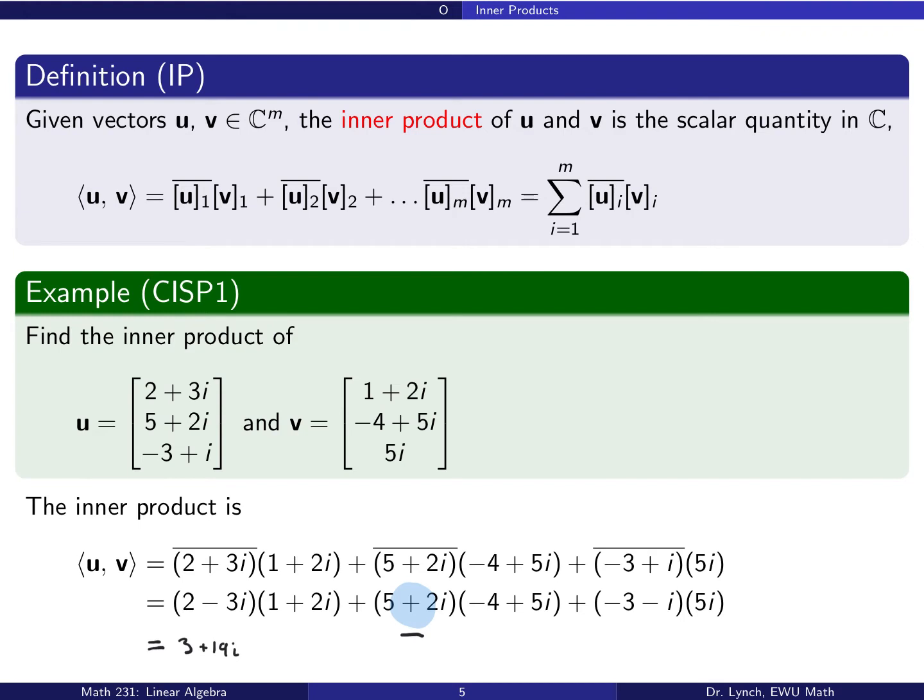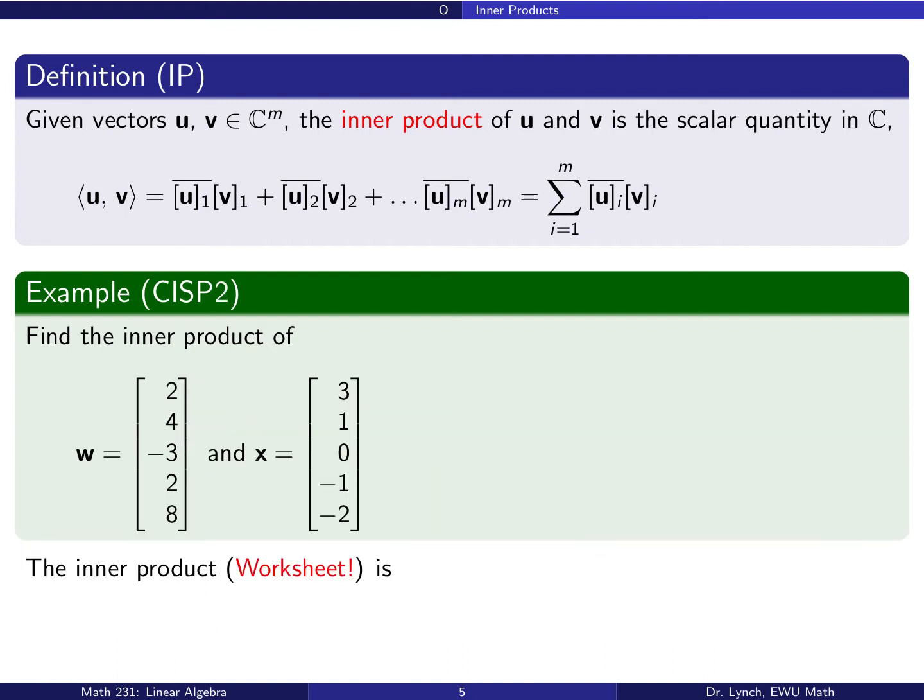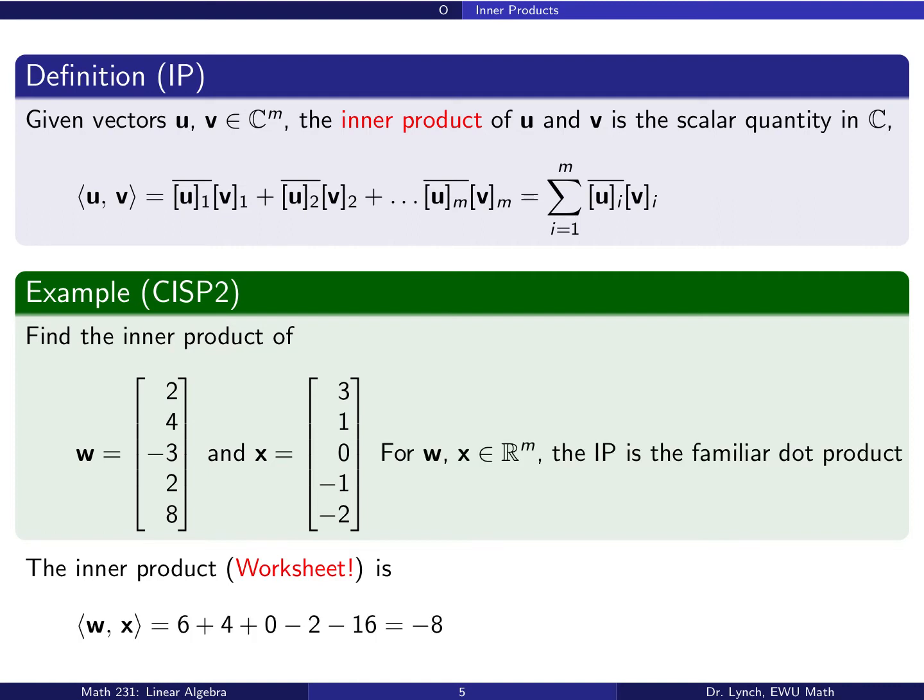Okay, so again, here is a scalar quantity, possibly a complex number itself. Let's go ahead and do another example. Here's an example involving vectors that have all real elements. In the case where all of our vectors have real elements, it turns out that the inner product is our standard dot product. I'll let you work this out on the worksheet, but what you should get is that the inner product, or in this case the dot product, of W with X is negative 8.